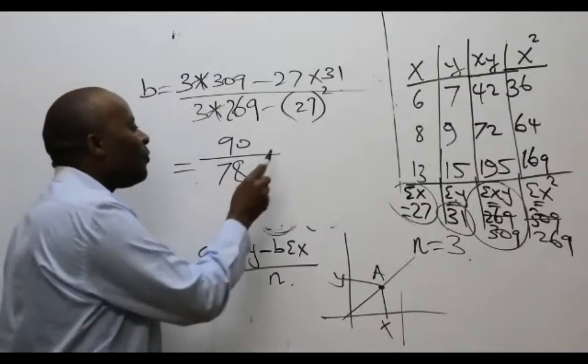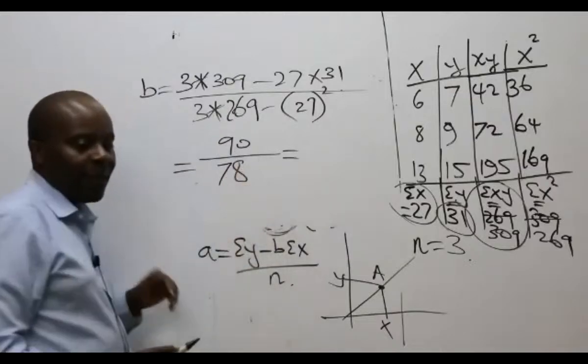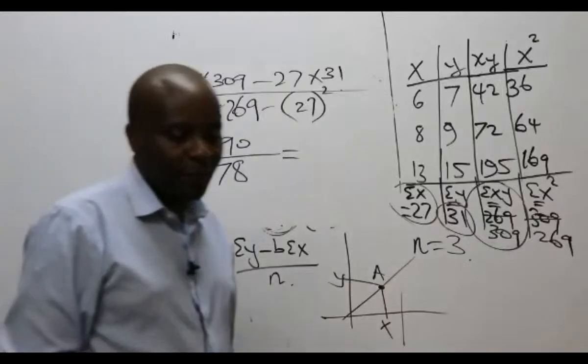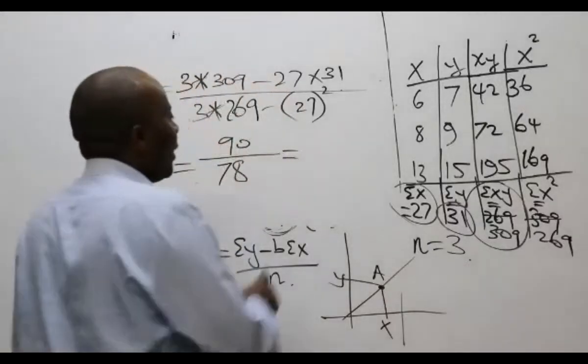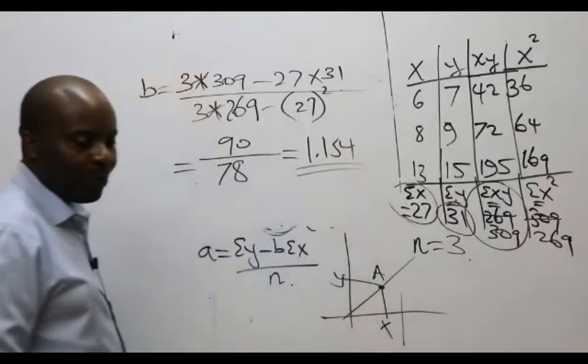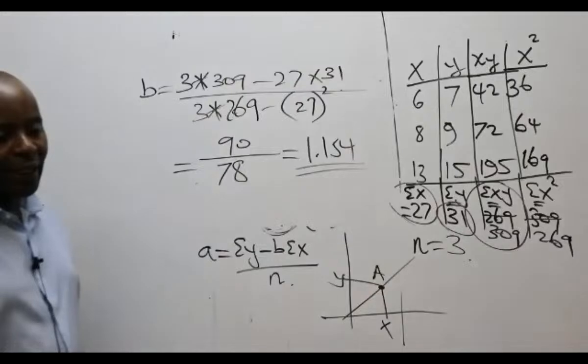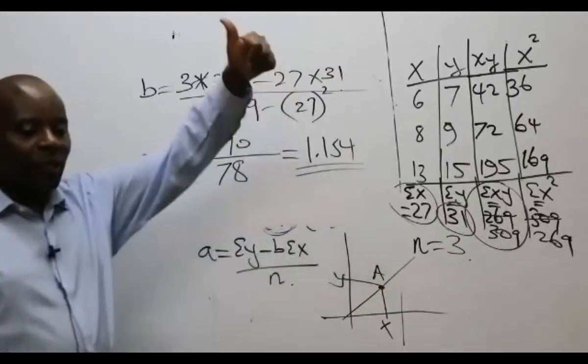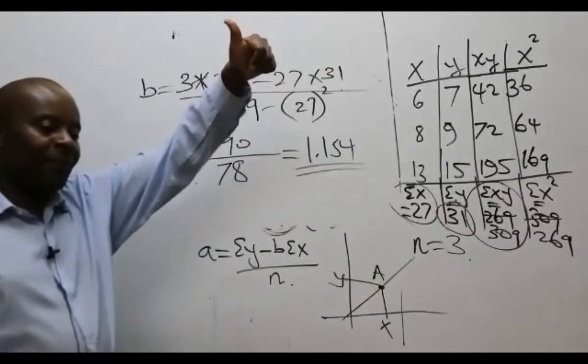Now, ladies and gentlemen, do me a favor. Please go ahead and give me the quotient here. What is 90 divided by 78? So Sharon tells me it is 1.154 like that. Great. So many guys have been able to confirm.